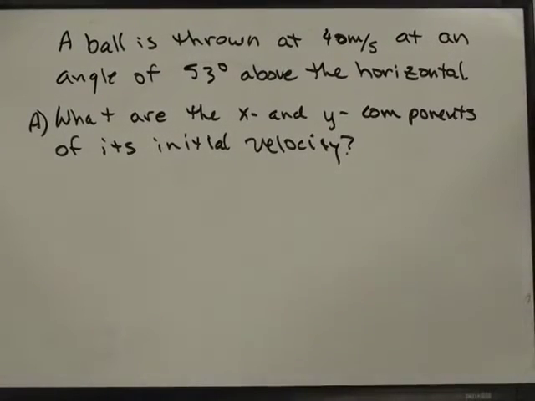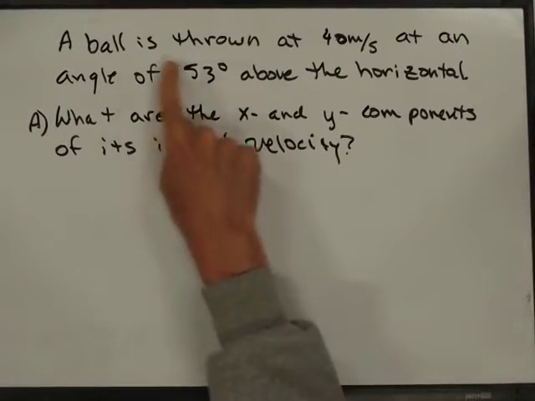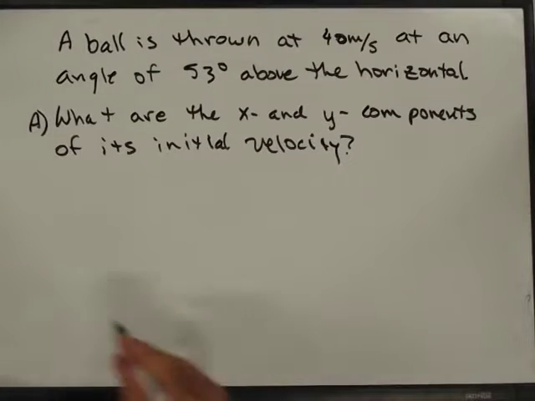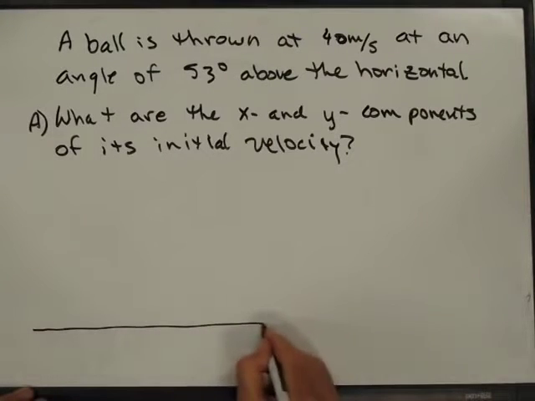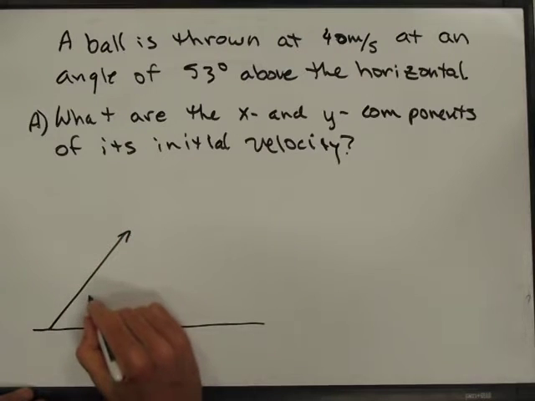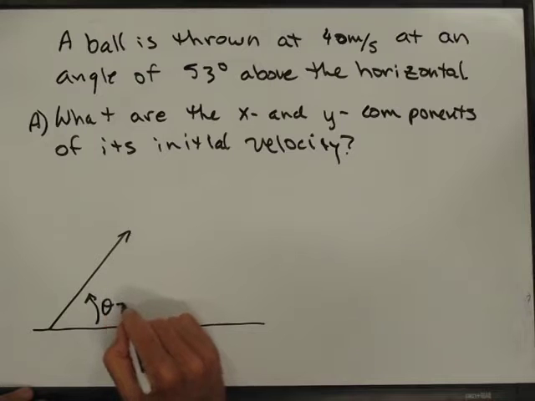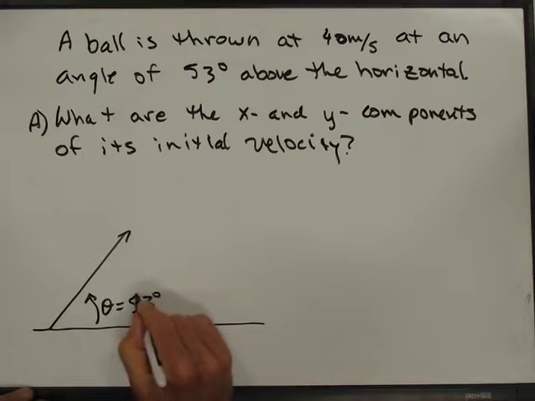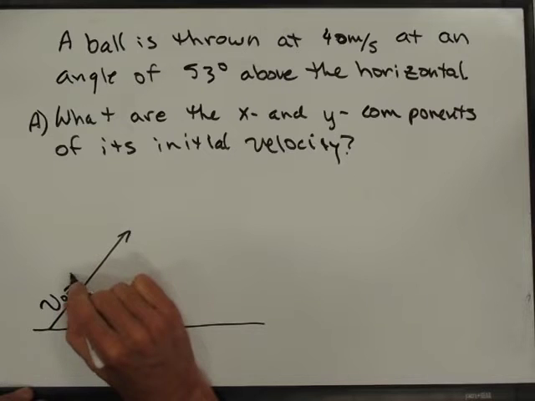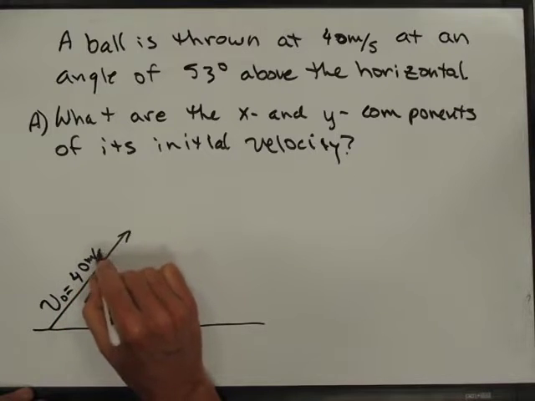So let's work a projectile motion problem. A ball is thrown at 40 meters per second at an angle of 53 degrees above the horizontal. So here's the horizontal, and here's the direction the ball is thrown. We're going to call that theta equals 53 degrees, and V naught equals 40 meters per second.